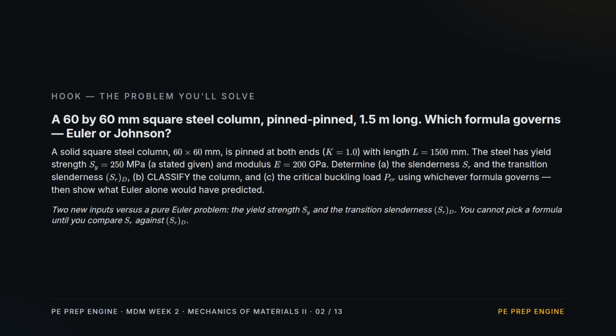Here's the problem. A solid square steel column, 60 by 60 millimeters, pinned at both ends, 1.5 meters long, with a stated yield strength and the usual steel stiffness. Find the slenderness and the transition slenderness. Classify the column, then find its critical load with whichever formula governs, and show what Euler by itself would have claimed. The twist this lesson: you don't get to choose the formula until you compare.